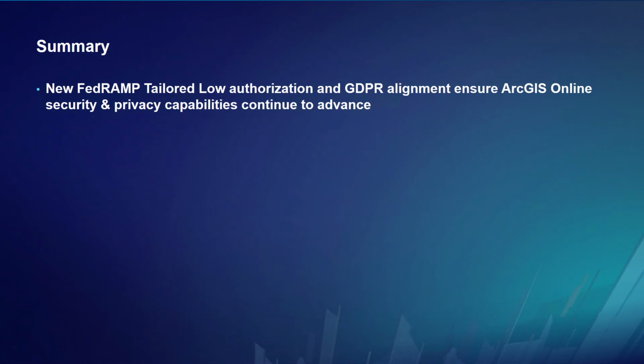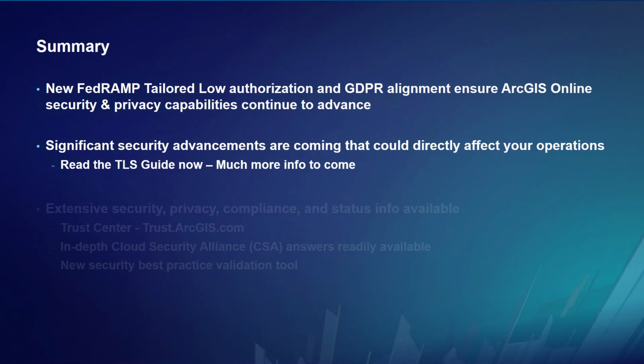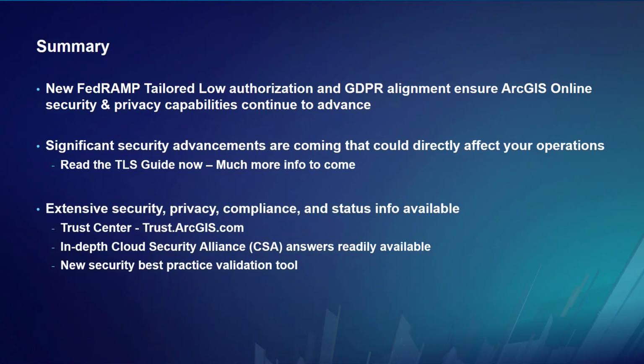In summary, we have our new FedRAMP tailored low authorization and GDPR alignment, ensuring ArcGIS Online security and privacy capabilities continue to advance. And we have significant security advancements that are coming that could directly affect your operations. We talked about the HTTP going away and TLS. So read the TLS guide now. We're going to have much more information added to that guide as we learn more from your teams.